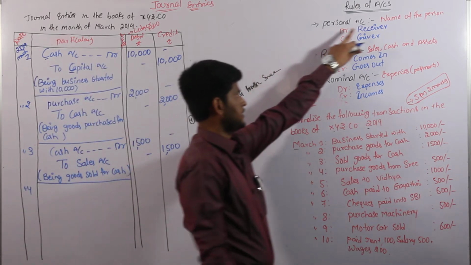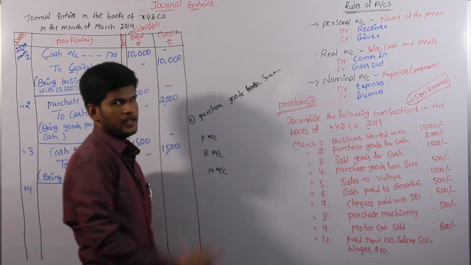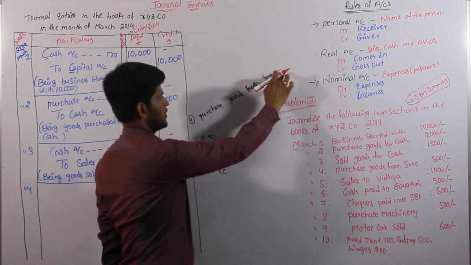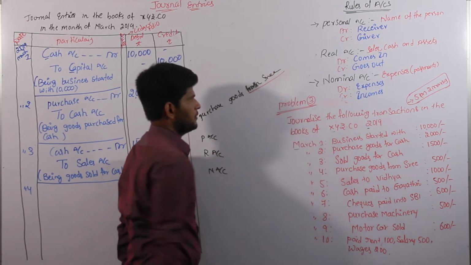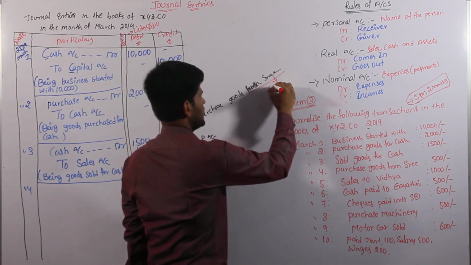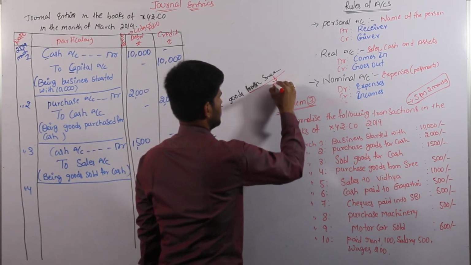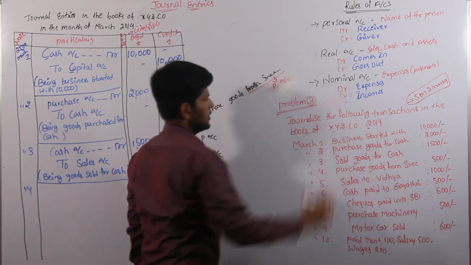Personal account is relating to the name of the person. We can identify the name of the person in our transaction. Purchase goods from Street. So from Street is nothing but the transaction is having a name. So we can take Street is relating to P account. P account is nothing but personal account.